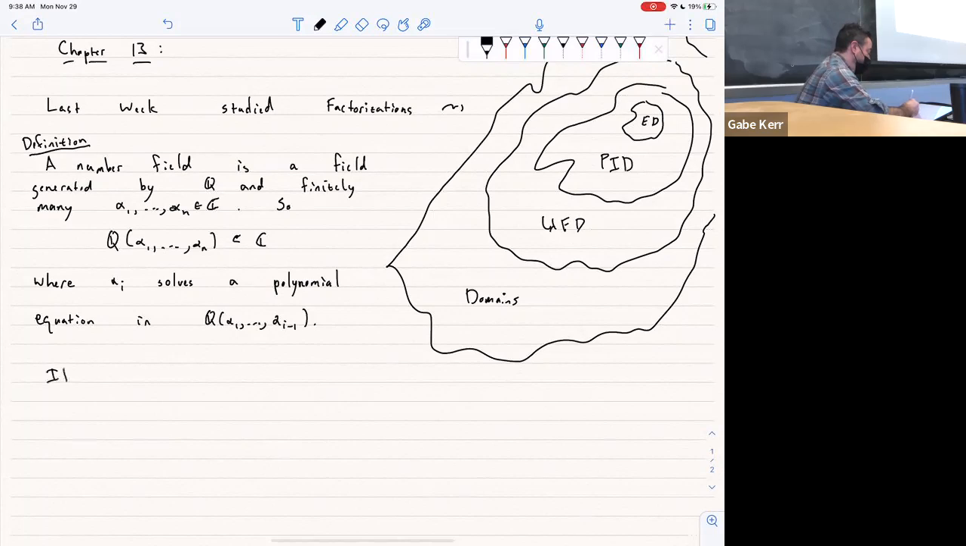So n is equal to 1, and we're studying Q of alpha, where alpha is a root of a polynomial with rational coefficients.